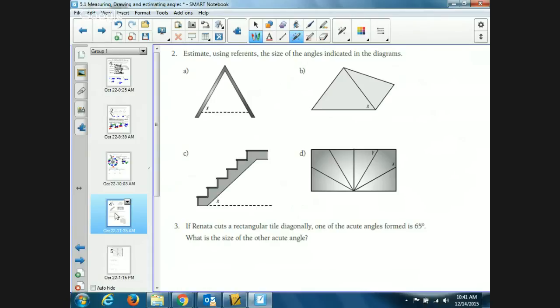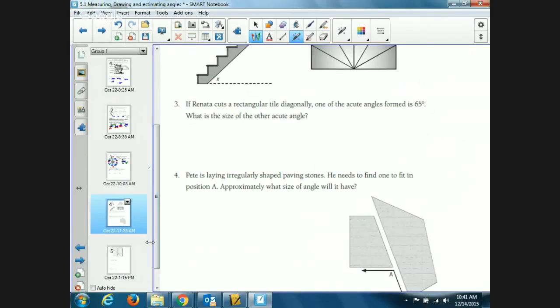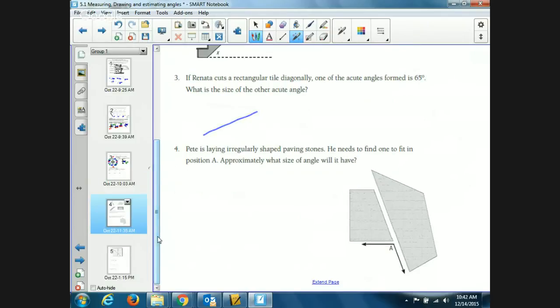Then, 3. Renata cuts a rectangular tile diagonally. One of the angles formed is 65 degrees. What's the size of the other? I would expect you to have, first of all, drawn a rectangle and imagined this. Which one would be the 65? And then figure out what the other angle is. I'm not going to say too much. Do you know what the corner of a rectangle should be?